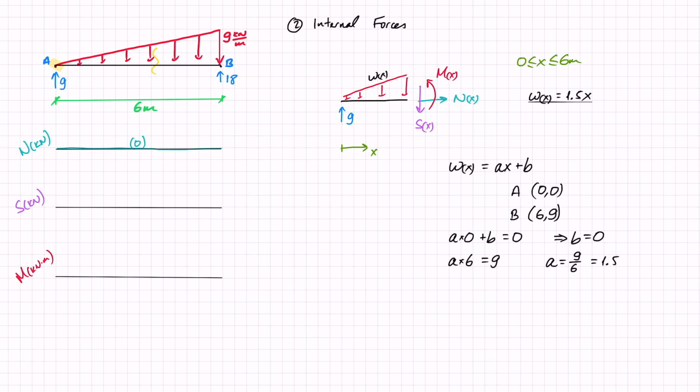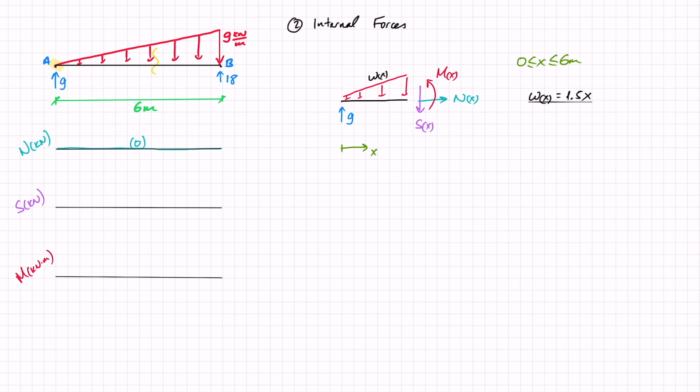That means that if I know x, for example, 1 meter, I know that the height of that triangle, which is the force, is 1.5. If x equals 2, then I have 1.5 times 2, which is 3. When x equals 6, I have 1.5 times 6, which is 9. So now I know that function, it makes it much easier for me to find the area of the triangle for any given x. So now that I know that, let's do the sum of forces in the y direction.